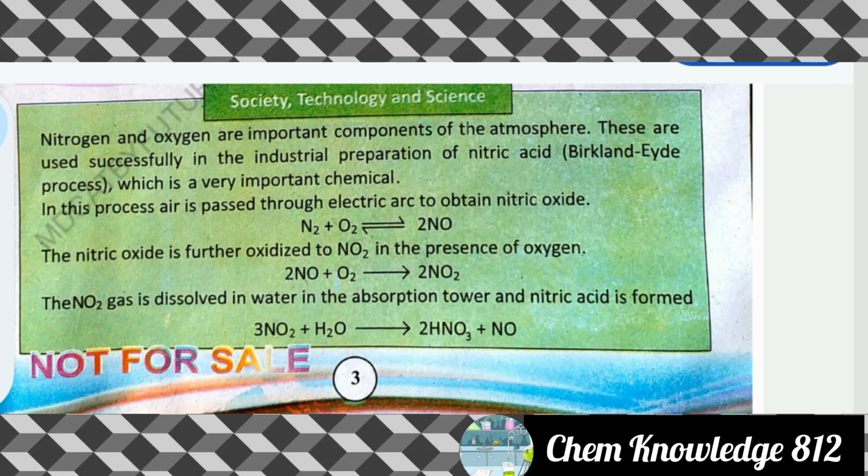Now this is some information given that nitrogen and oxygen are important components of the atmosphere. They are used successfully in the industrial preparation of nitric acid, the Birkeland process, which is a very important chemical process. In this process, air is passed through an electric arc to obtain nitric oxide: N2 plus O2 gives 2NO. The nitric oxide, NO, is further oxidized to NO2 in the presence of oxygen. The NO2 gas is dissolved in water in the absorption tower and nitric acid is formed: 3NO2 plus H2O gives 2HNO3 plus NO. So in this case nitric acid is produced.